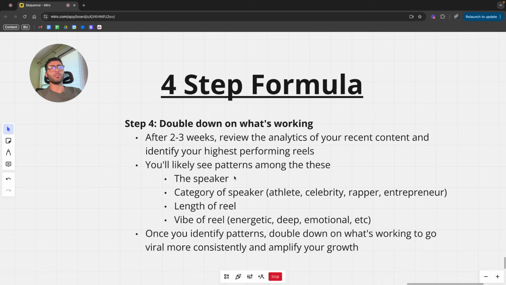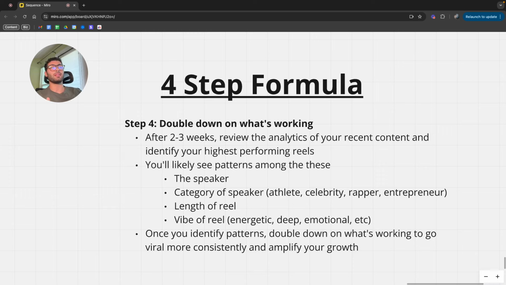And when you do that, you'll likely see patterns among these reels, right? So the speaker, the category of the speaker, whether they're an athlete, a celebrity, a rapper, entrepreneur, the length of the reel, and the vibe of the reel. These are just some patterns you could pick up on. Because, for example, you might find that a lot of reels of Alex Hormozi are going viral, right? If you're posting in the entrepreneurship niche. And you might find that the category of all the speakers who went viral are all well-known entrepreneurs. And all of the reels that have done above average are 15 to 30 seconds long. And they all have a more, let's say, deep vibe to it, with the background music and the tonality of the speaker's voice.